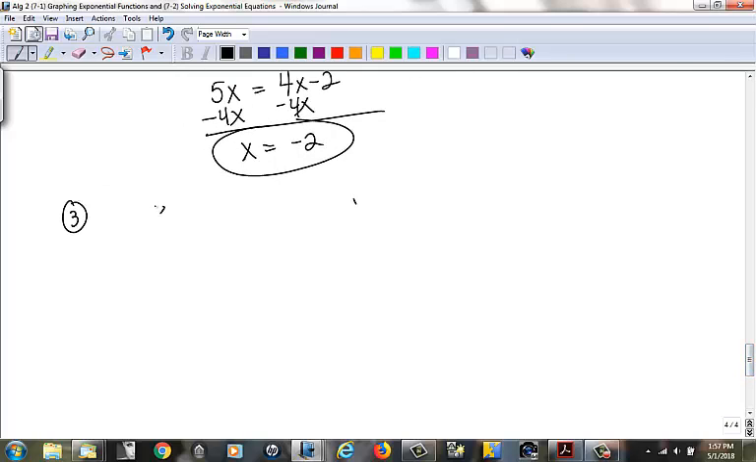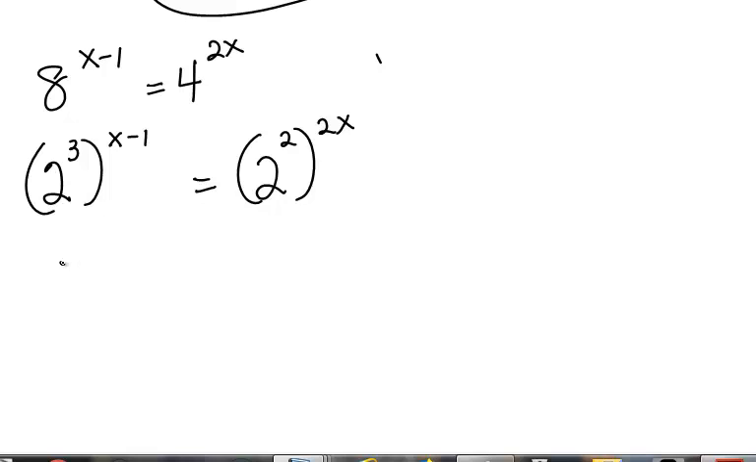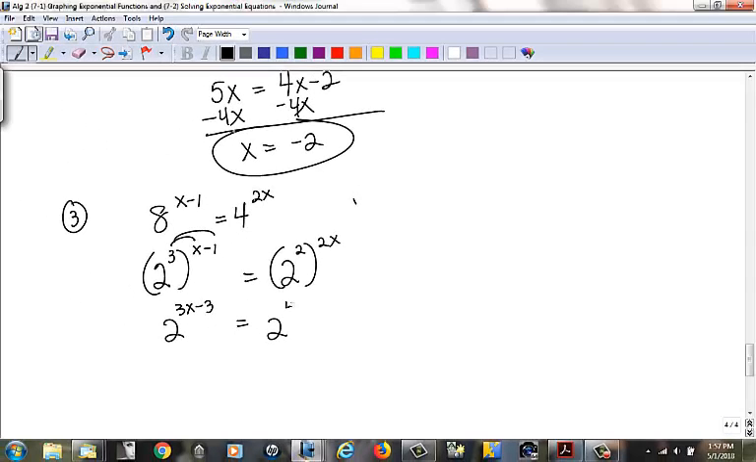Another example. 8 to the x minus 1 power equals 4 to the 2x power. I can't get 8 to a base 4, so I got to use base 2. 8 is 2 to the 3rd and raise that to the x minus 1. 4 is 2 squared to the 2x. Raise a power to a power, multiply the exponents. So I get 3x minus 3. Make sure you multiply both those out. Equals 2 to the 4x.